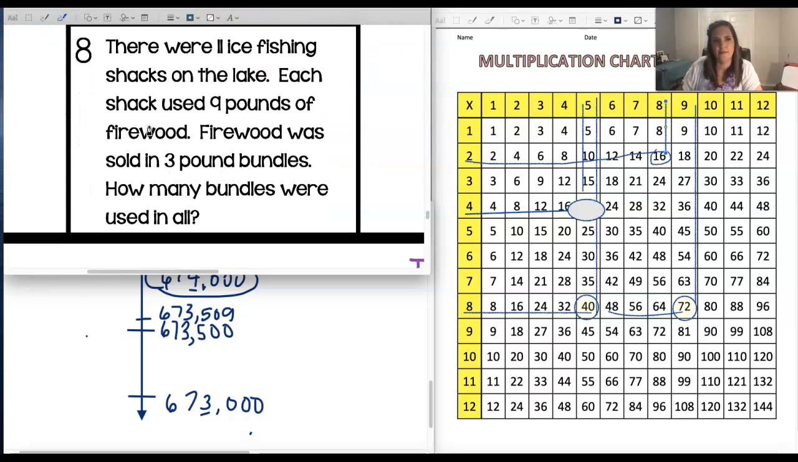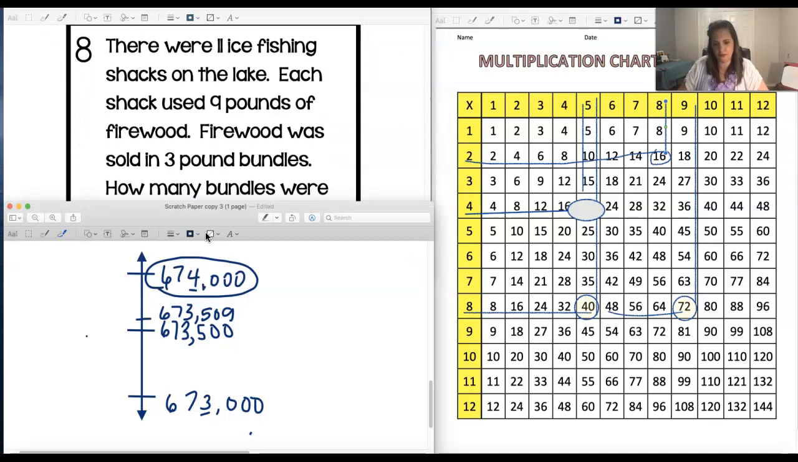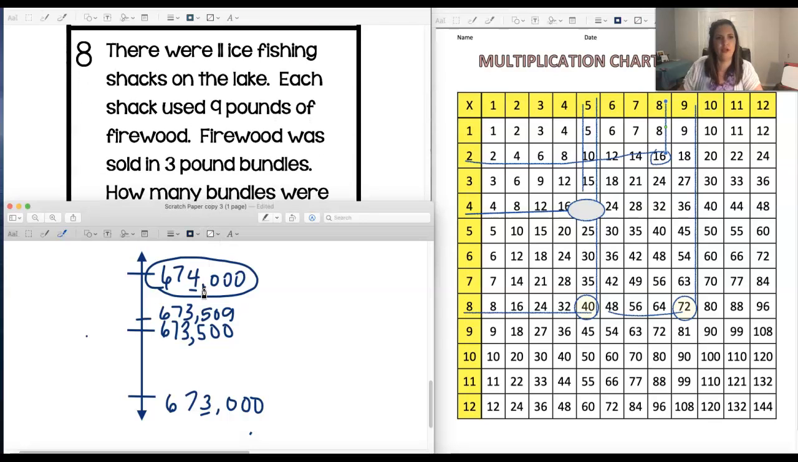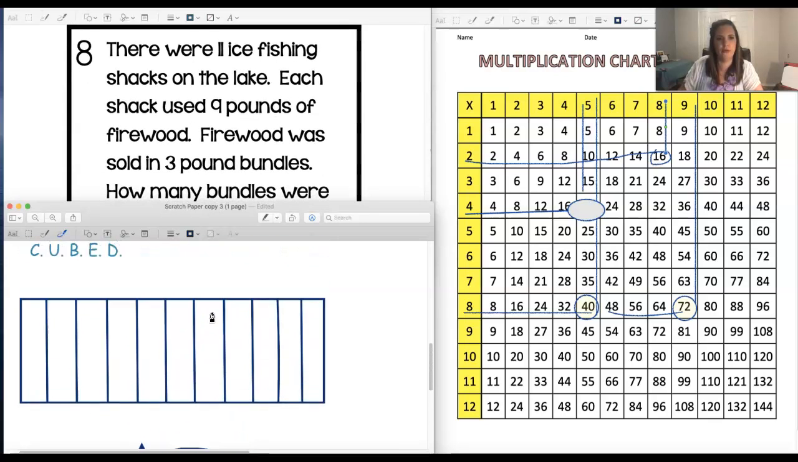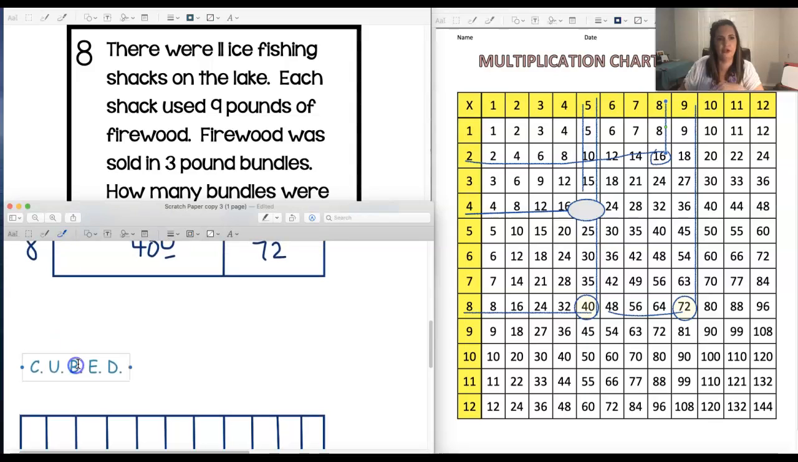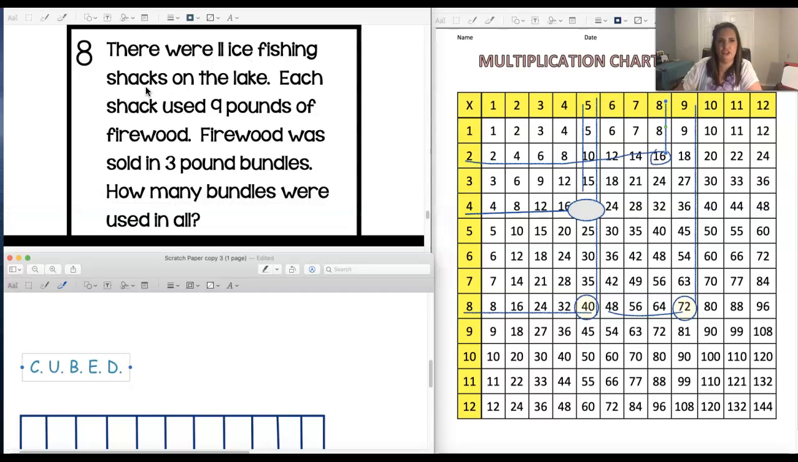Number 8, we have a word problem. And we know that when we are doing word problems, we are using our cubed strategy. Let's go ahead and read our word problem. There were 11 ice fishing shacks on the lake. Each shack used 9 pounds of firewood. Firewood was sold in 3-pound bundles. How many bundles were used in all? There's a lot in that one.